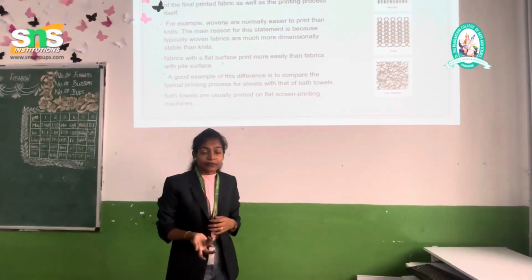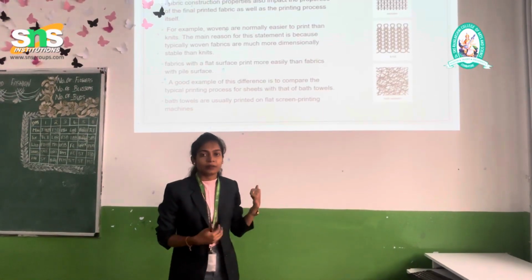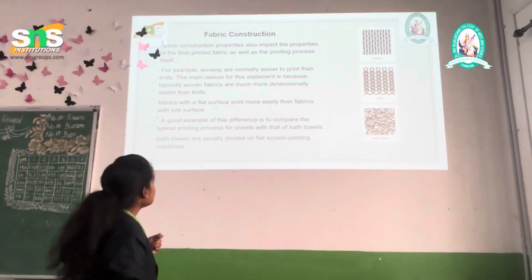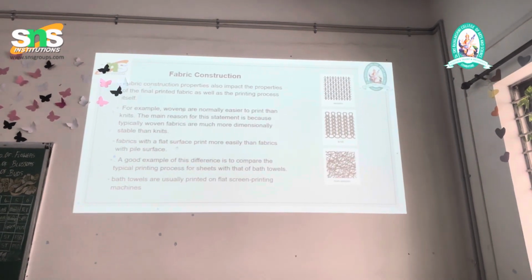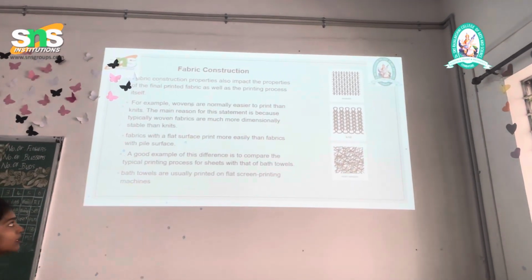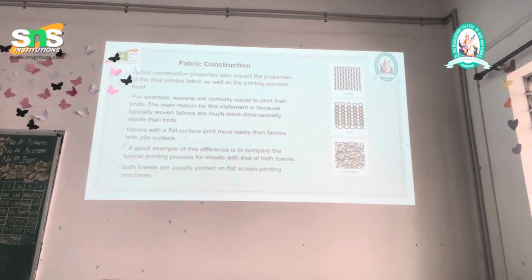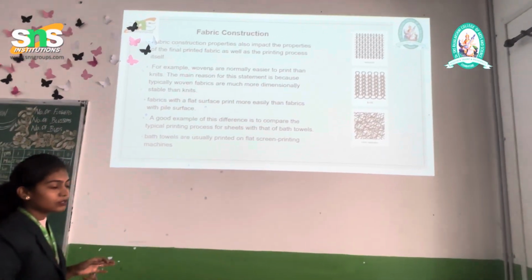The impact on printing is that it is more challenging to print because they are less stable and more elastic. During printing, the fabric may shift or distort, affecting registration and clarity. Commonly, it is used in t-shirts, leggings, and sportswear.